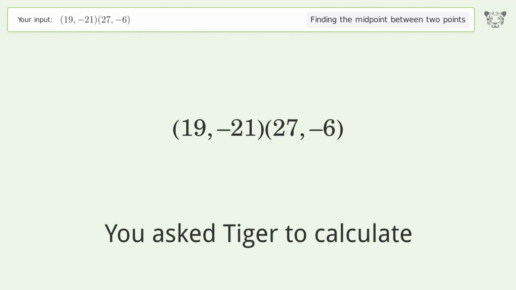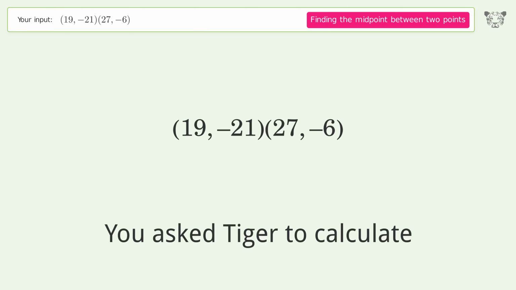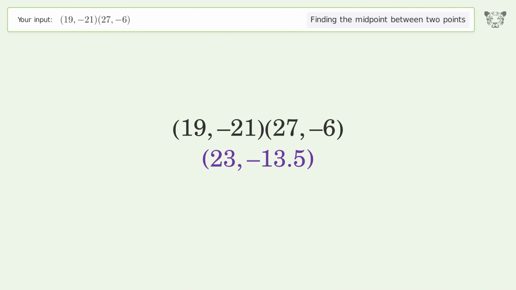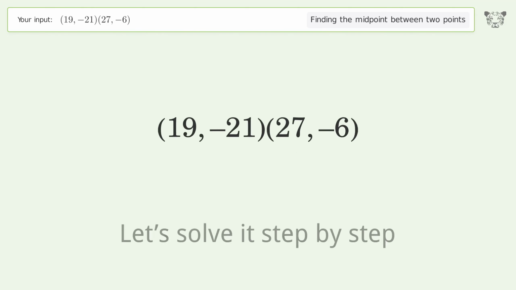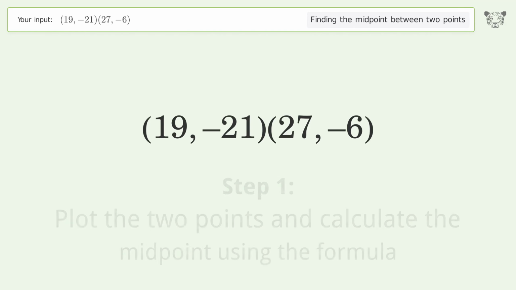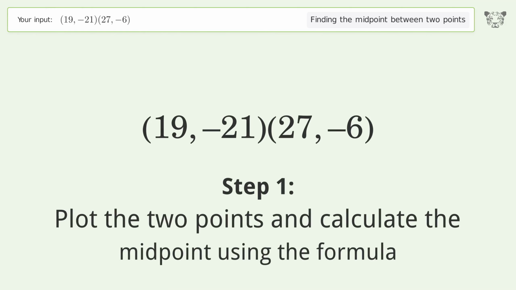You ask Tiger to calculate. This deals with finding the midpoint between 2 points. The midpoint between the 2 points is 23, negative 13.5. Let's solve it step by step. Plot the 2 points and calculate the midpoint using the formula.